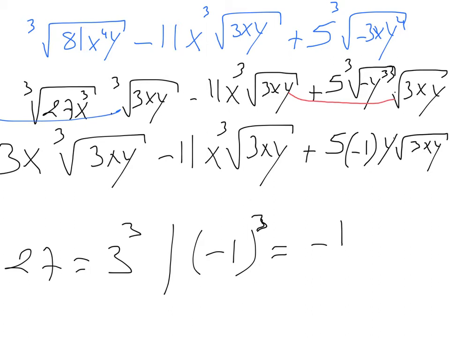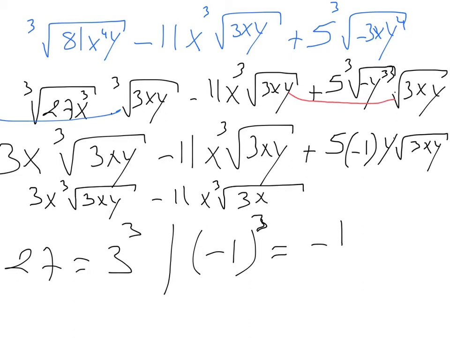Okay, let's continue. Now here, this is going to be 3x times the third root of 3xy minus 11x times the third root of 3xy. Okay, and here, well, positive times negative: we have 5 times -1, which will be -5y times the third root of 3xy. Okay.